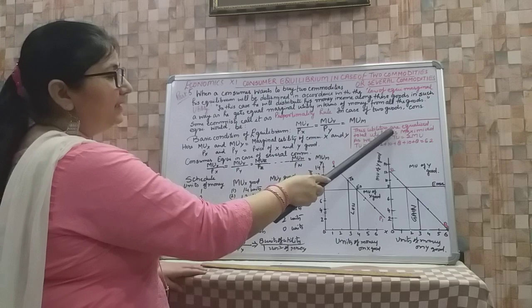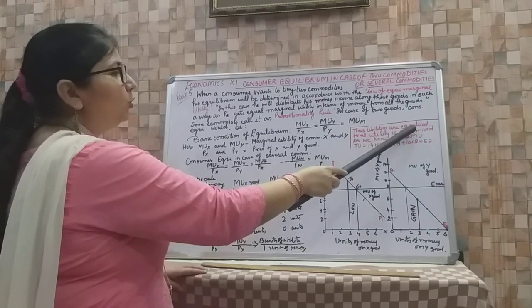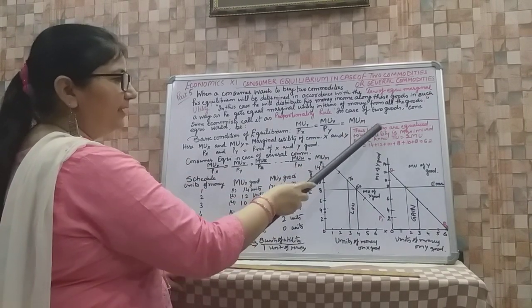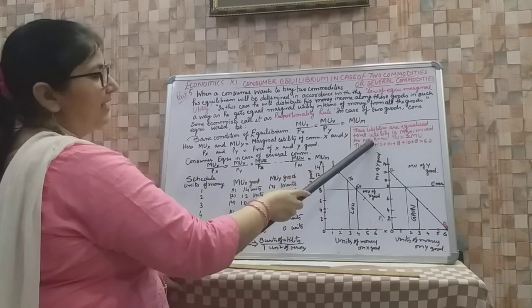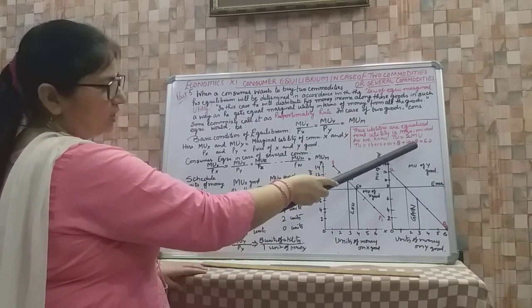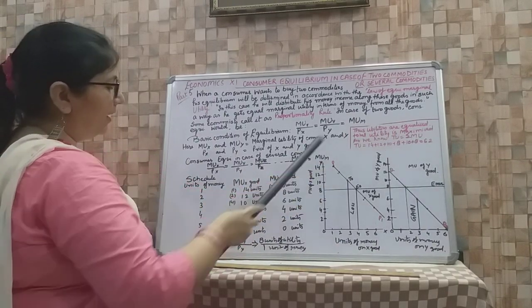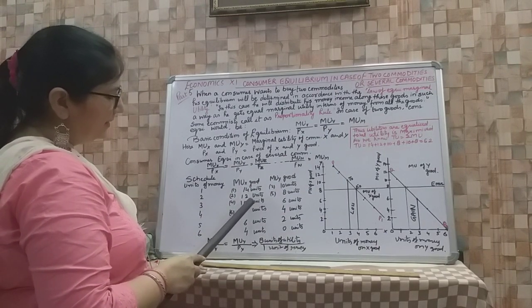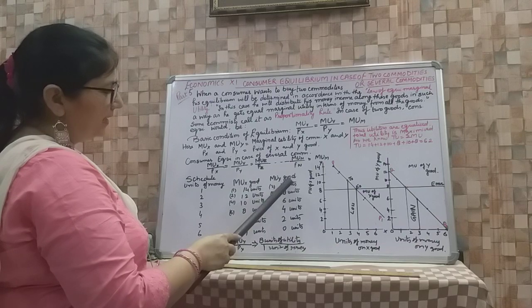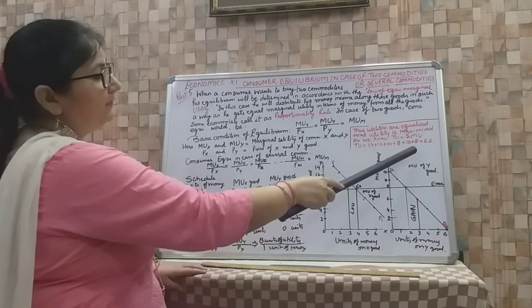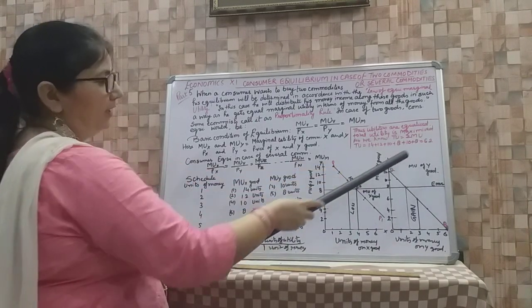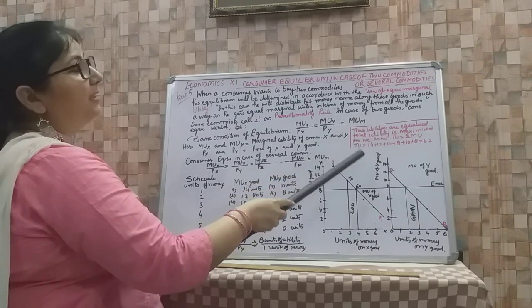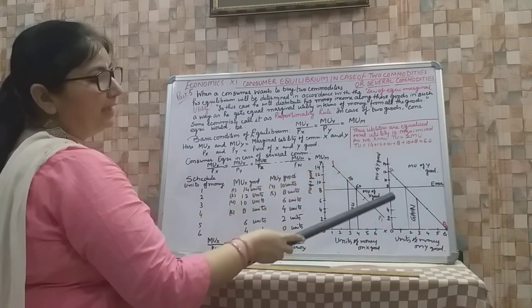Thus, utilities are equalized and total utility is maximized, as we know TU equals summation of MU. So we will be adding them up together: 14 plus 12 plus 10 plus 8, then plus 10, then plus 8. And we will be getting 62 units. That will be the maximum and we can't make it change.